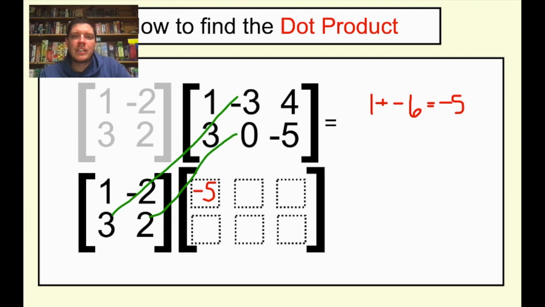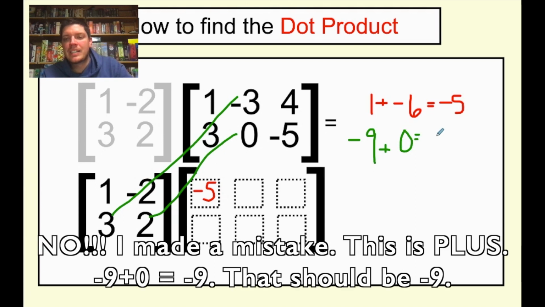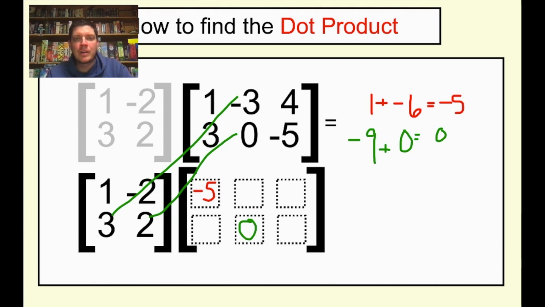We're going to start by doing 3 times -3 is -9, plus 2 times 0 is 0. -9 plus 0 is -9. So the number that goes right here is -9. Let me go ahead and erase this. We're going to jump around again just so hopefully you can follow me as we're moving from one place to the other.